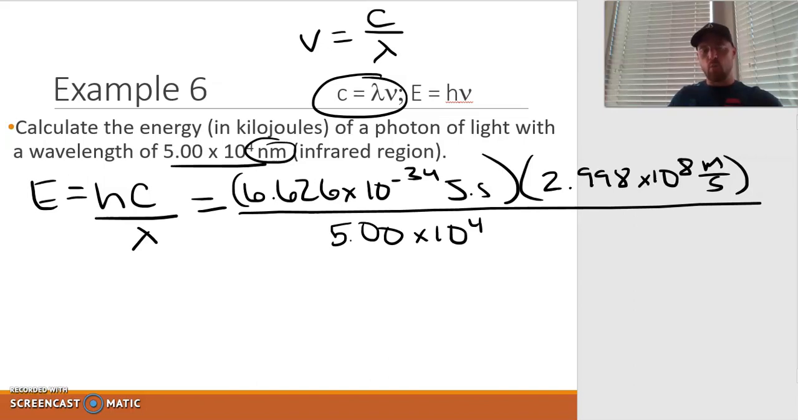So write the number that's given, which is 5.00 times 10 to the 4th. And so it's nanometers, but what does nano stand for? Nano stands for times 10 to the negative 9th. So if I add on times 10 to the negative 9th, I have now converted it to meters.